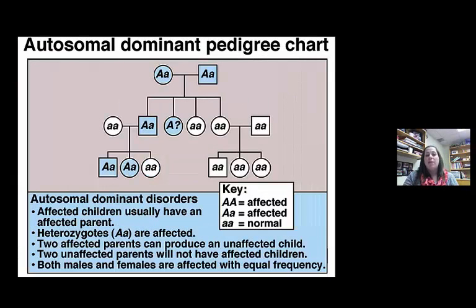Now, autosomal dominant looks a little bit different. You'll notice that there are more circles and squares filled in. Also, affected children usually have an affected parent because they have that capital letter. The heterozygous big A, little a is also affected here. So big A, big A and big A, little a have the disorder. 2 affected parents can produce an unaffected child, though, because they could still be carriers of the recessive trait. Again, this affects males and females equally.